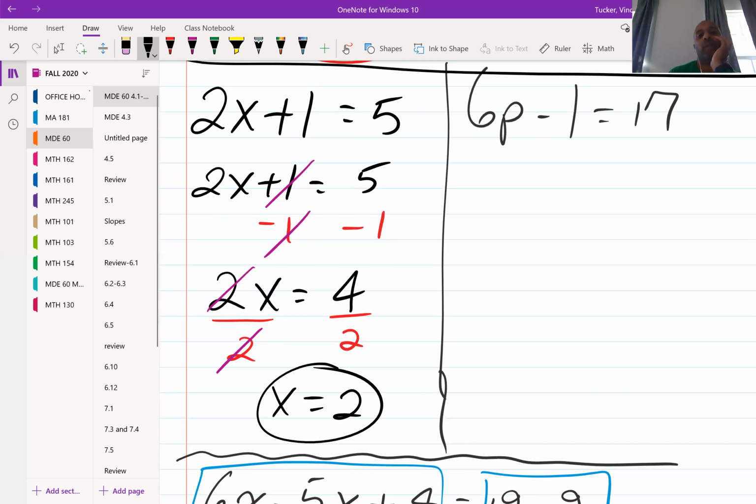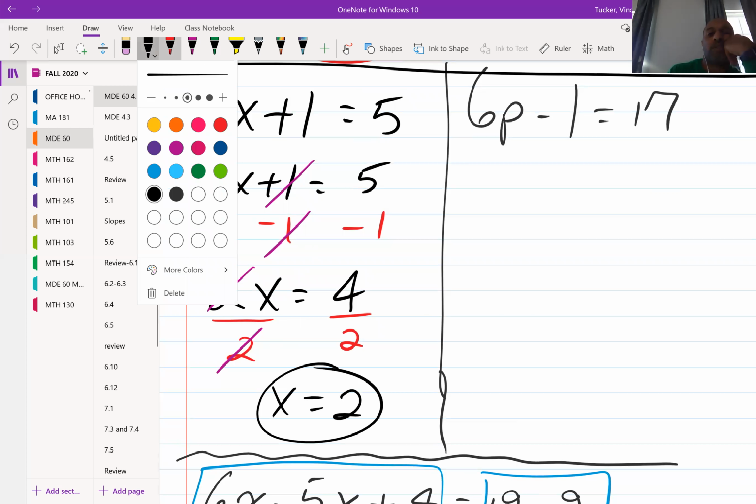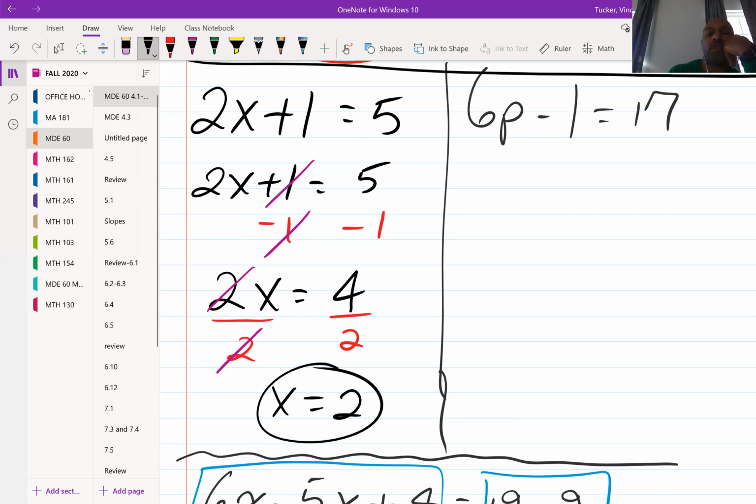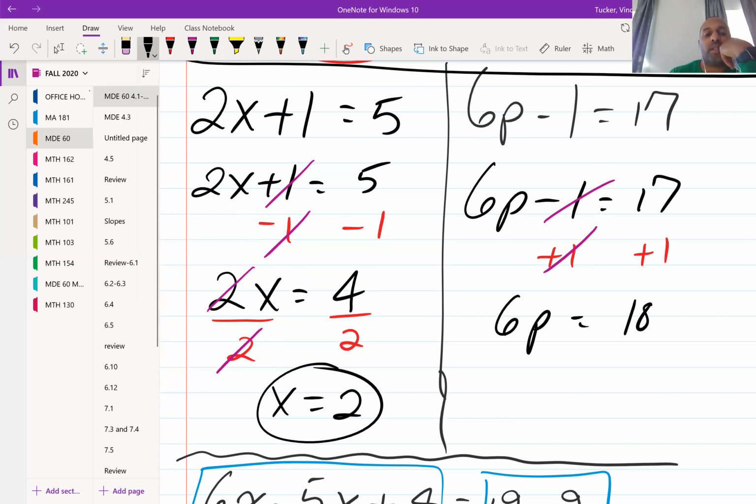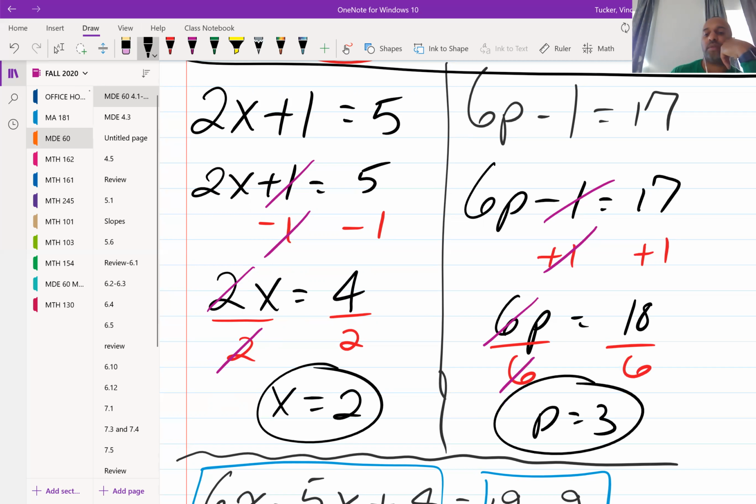All right. Very similar situation when we look at 6p minus 1 equal to 17. So first thing we would do is add the 1. 1's cancel on the left. That leaves you with 6p equal to 18. Divide by 6. P equal to 3.